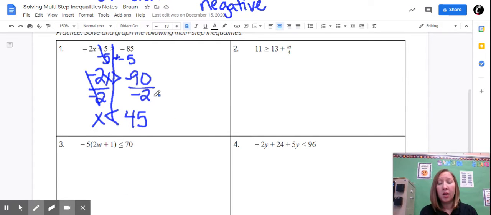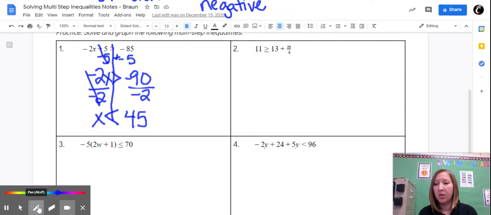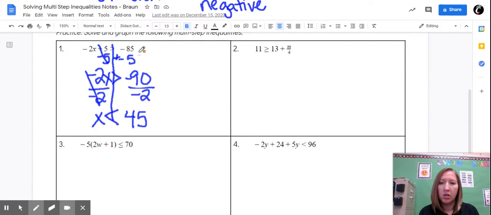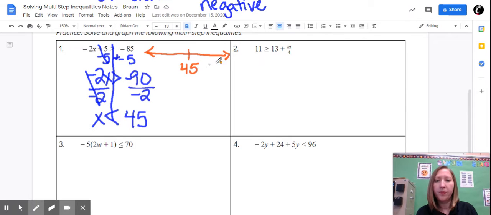Now, I also want to come over here and graph, and I'm going to choose a different color just so it's less confusing. I'm going to draw a number line, and I can do that up here. It doesn't have to be a crazy long number line. It doesn't have to be full of numbers. We just need to make sure that our numbers are there. So I'm going to put 45 right in the middle here. And then I'm going to fill in a couple more numbers just so I can show the direction.